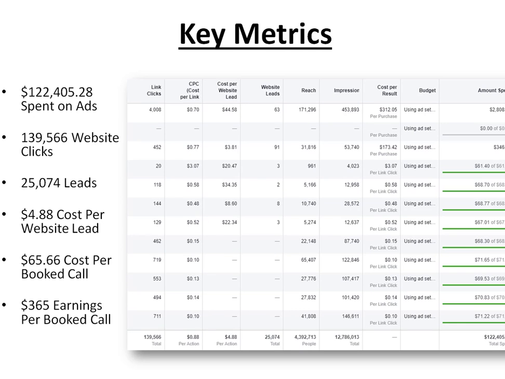So let's go over the key metrics of this campaign. We spent $122,405.28 on ads. We got 139,566 website clicks. We got 25,000 leads. Our cost per website lead was $4.88, and then our cost per booked call was $65, and we averaged $365 per booked call. So for each booked call, we made around $365, which is pretty good.